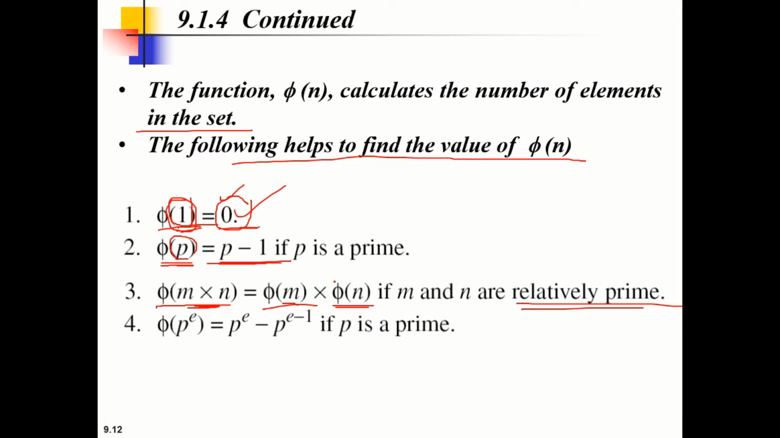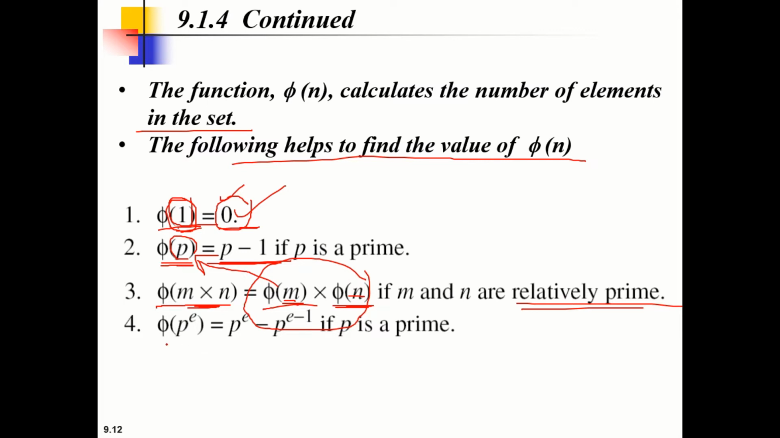So further, this thing can be solved using this expression. We can write it as (m − 1) × (n − 1), because m and n are relatively prime. Fine.